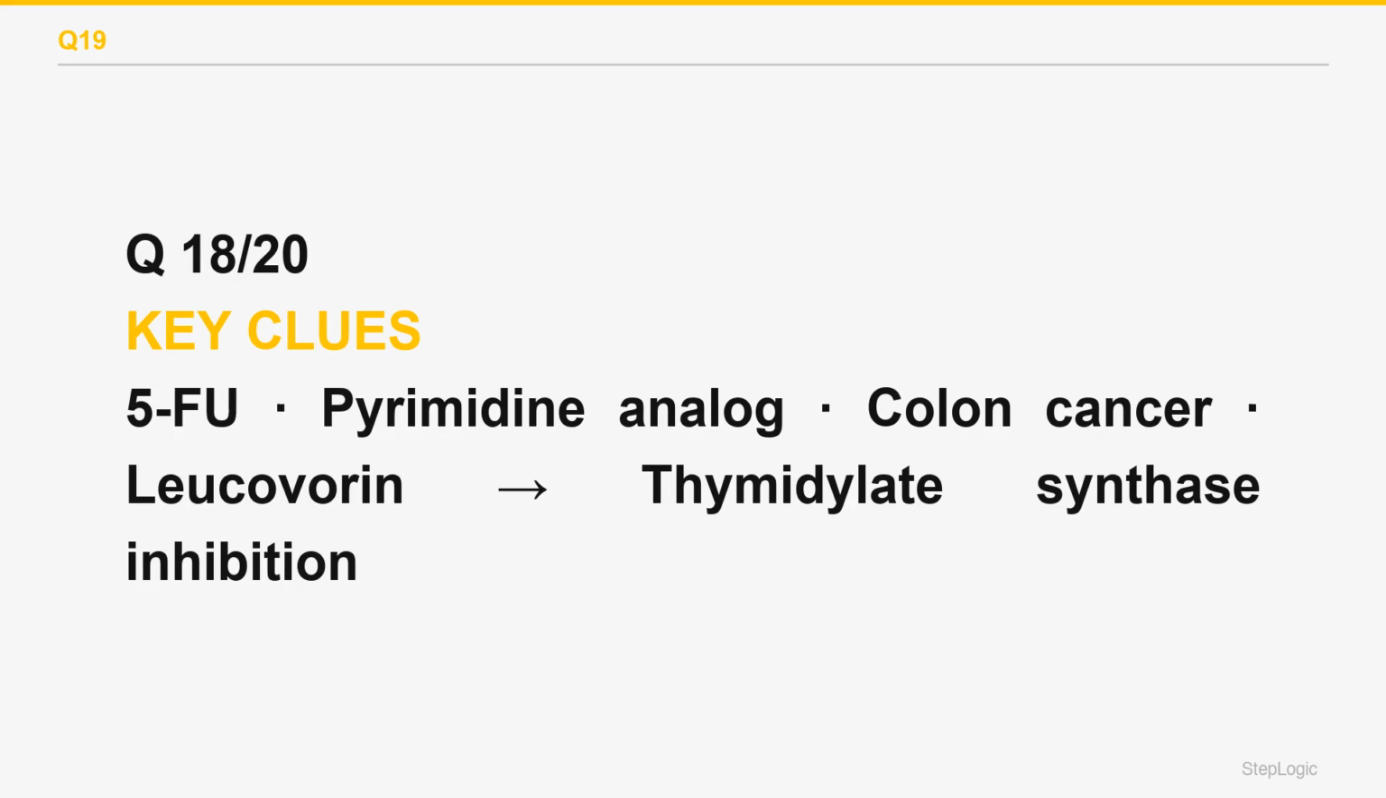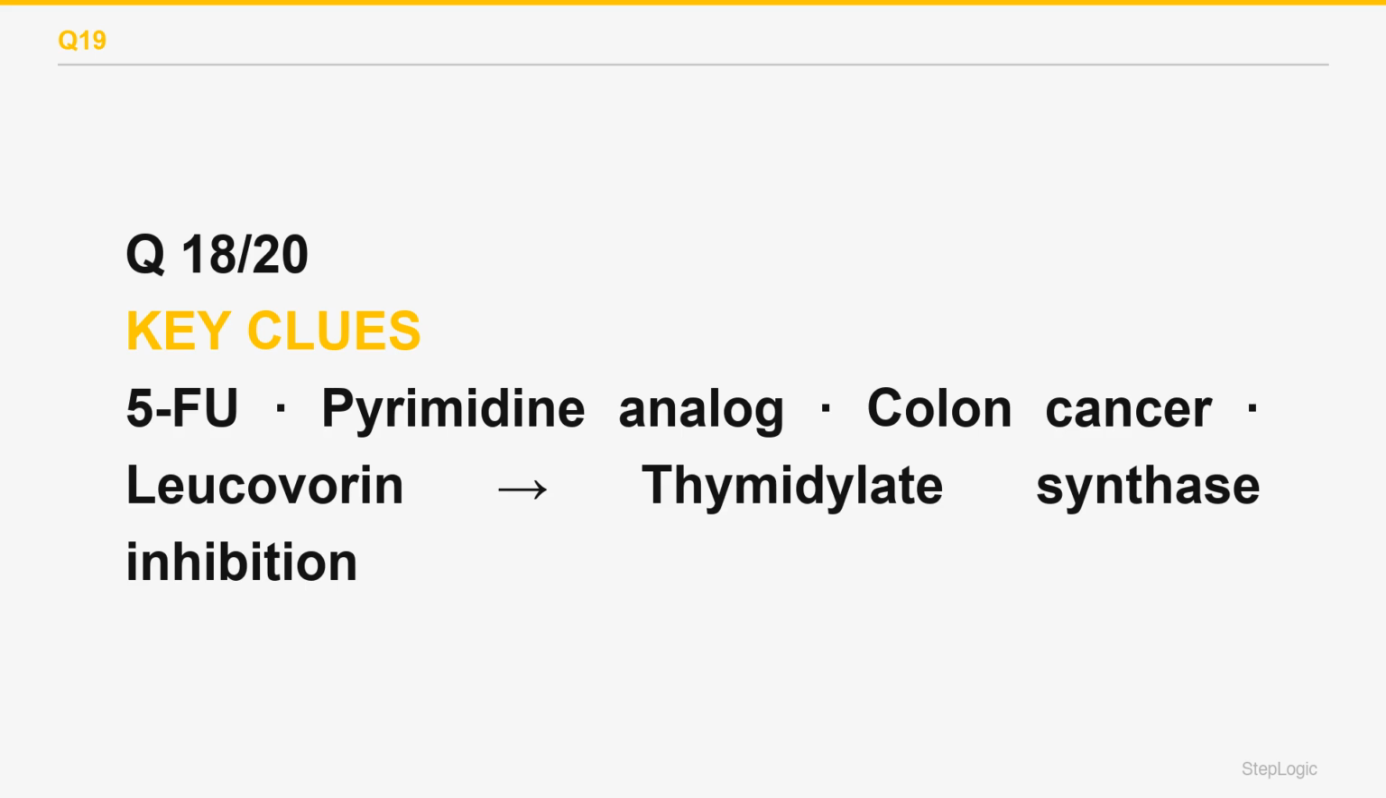5-fluorouracil is a pyrimidine antimetabolite. After activation, its metabolite 5-FdUMP inhibits thymidylate synthase, the enzyme that converts dUMP to dTMP, thymidine monophosphate. dTMP is essential for DNA synthesis, so blocking thymidylate synthase causes thymineless death of rapidly dividing cells.